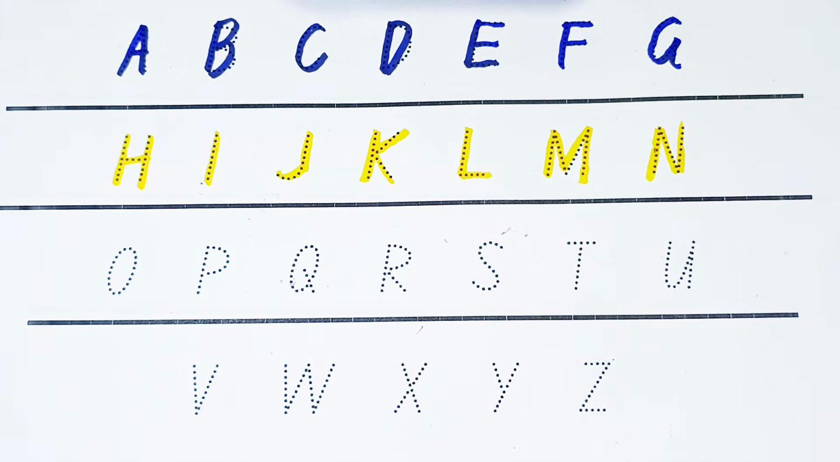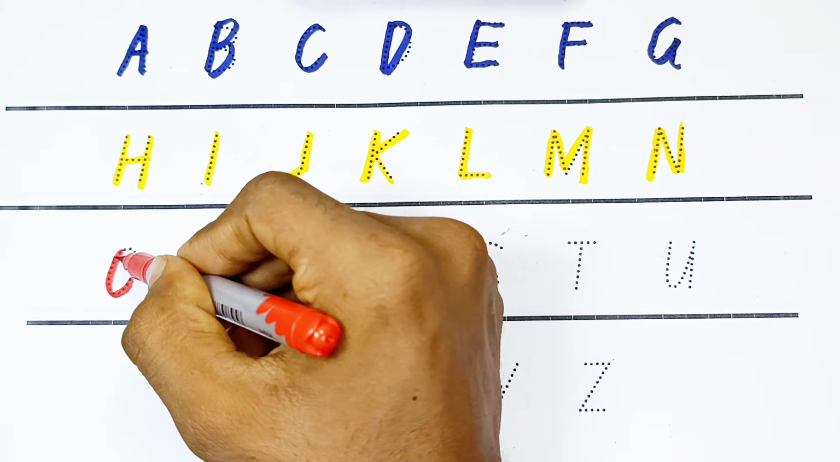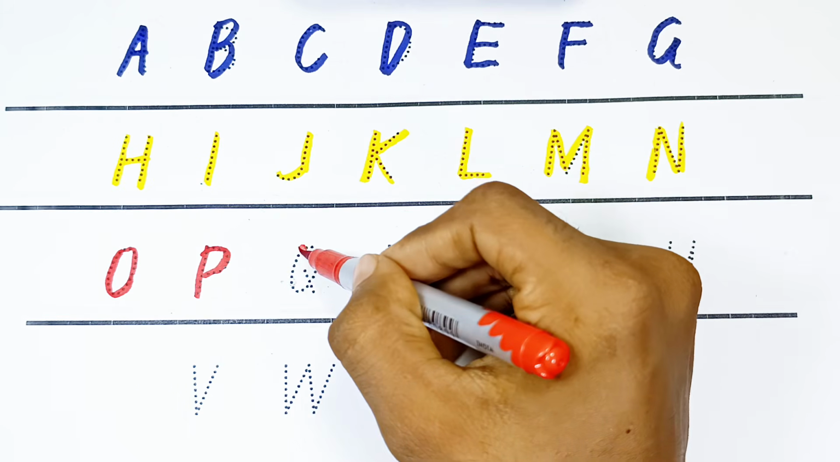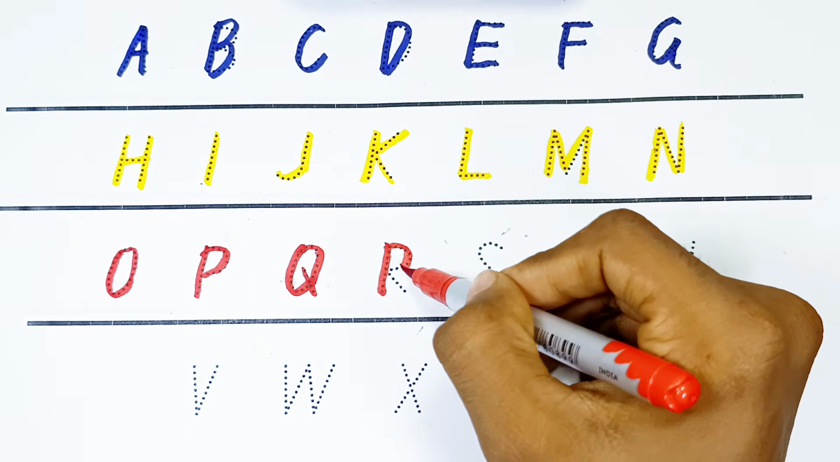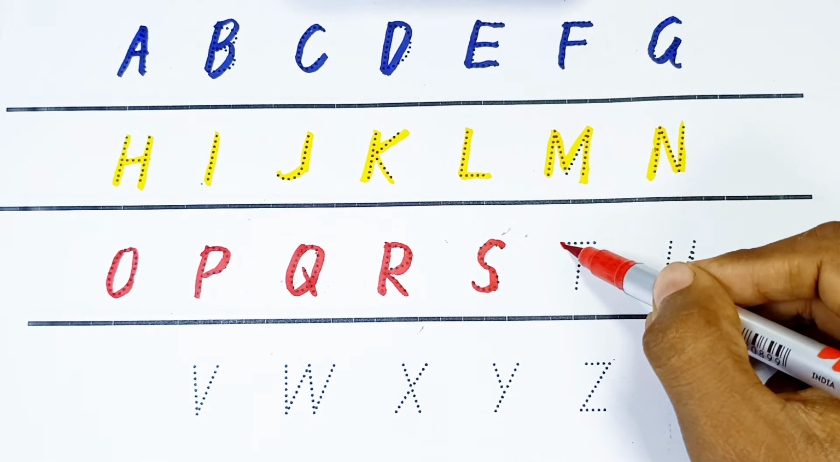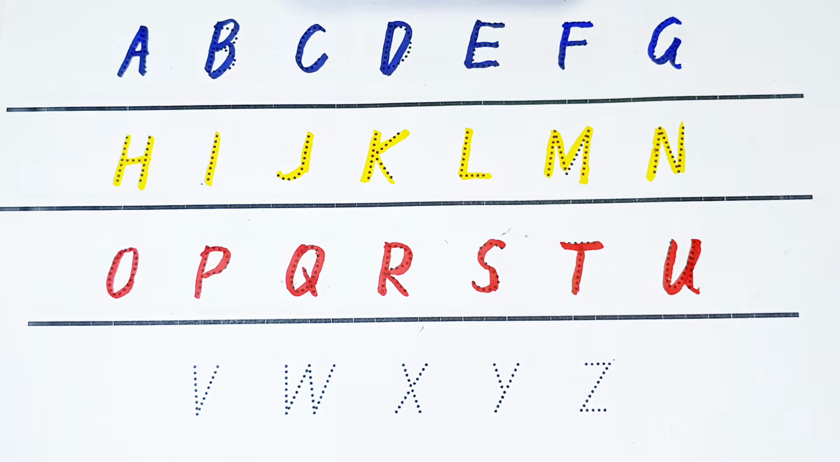Okay, so now you draw O. O for orange. P for parrot. Q for queen. R for rabbit. S for sun. T for teacher. U for umbrella. Okay, so now you draw V.